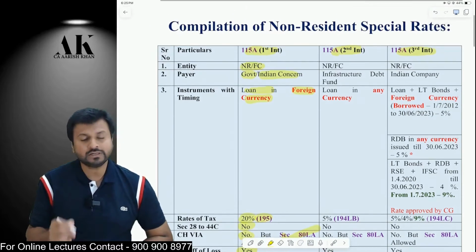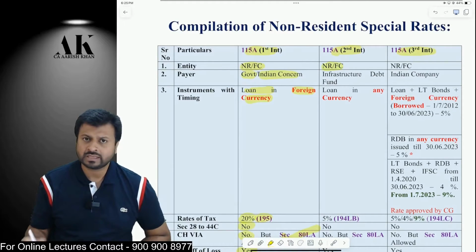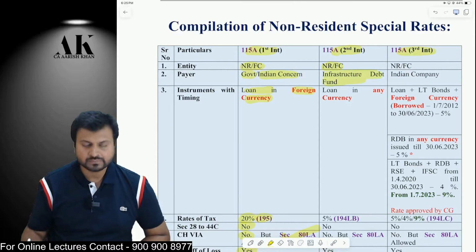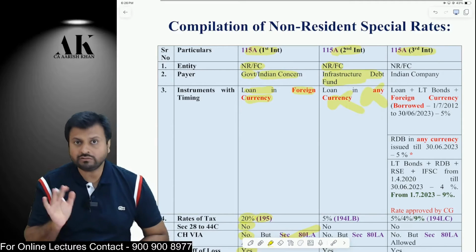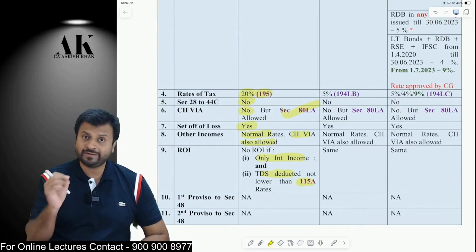The second section is, in the second section also the assessee is non-resident and foreign company only, same. But here the person who is in India is an infrastructure debt fund. So non-resident foreign company is giving loan to infrastructure debt fund in any currency now. Now not in foreign currency. In first section it is foreign currency, in second section it is any currency. You have to be very careful with that.